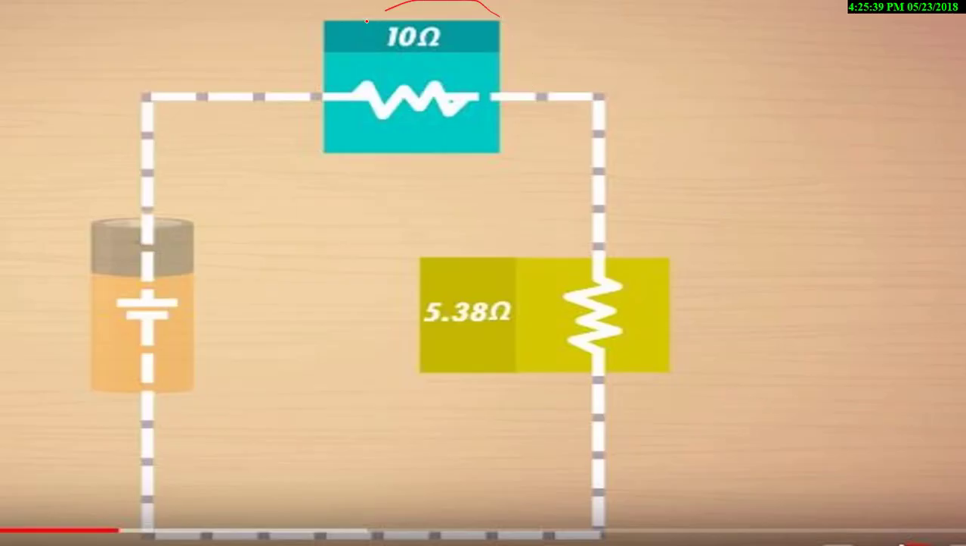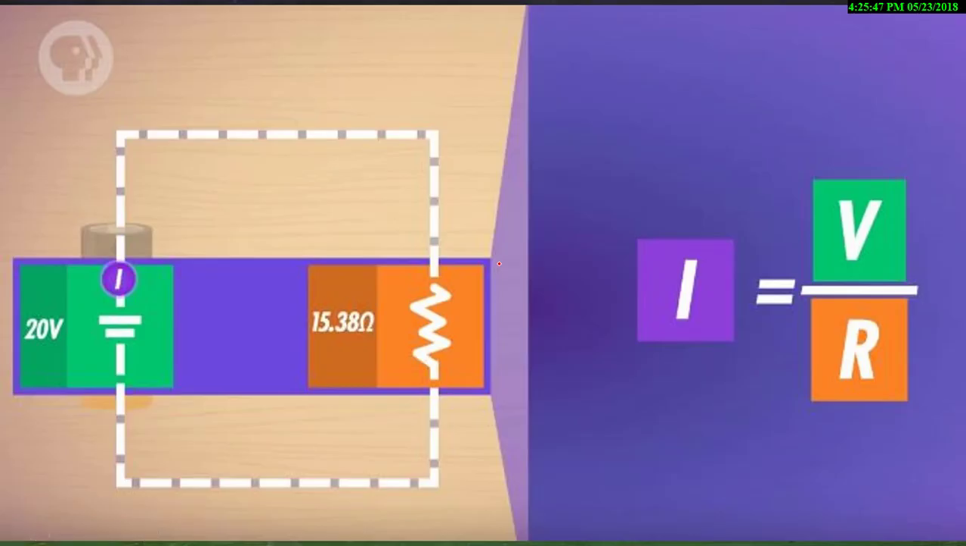And this 5.38 ohms is in series with this 10 ohms. So both will get addition. Because they are in series, we'll get addition. 10 plus 5.38 will get 15.38 ohms. Now see here, potential difference is given. So V is equal to 20 volts. Resistance R is equal to 15.38 ohms, and now we have to find current.